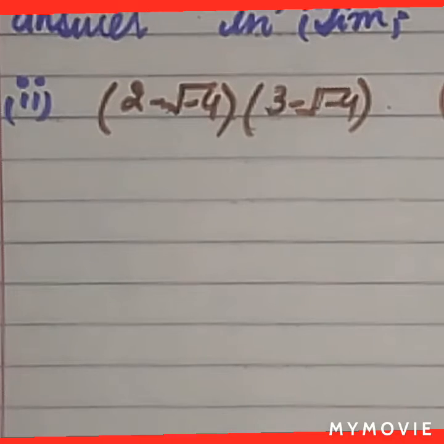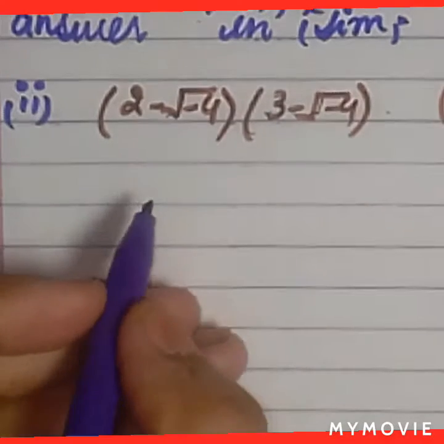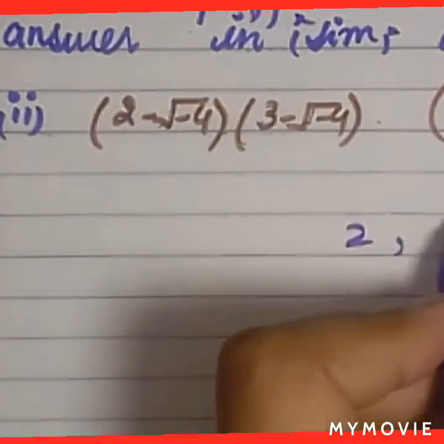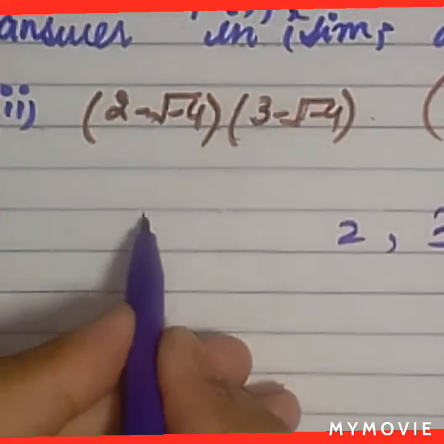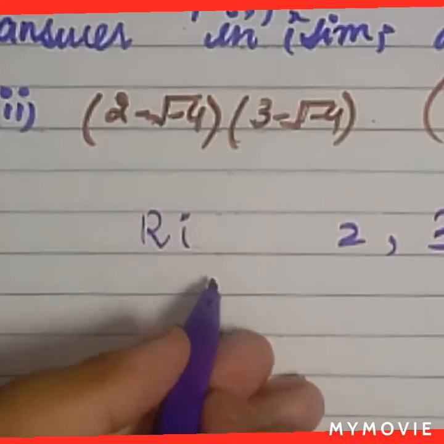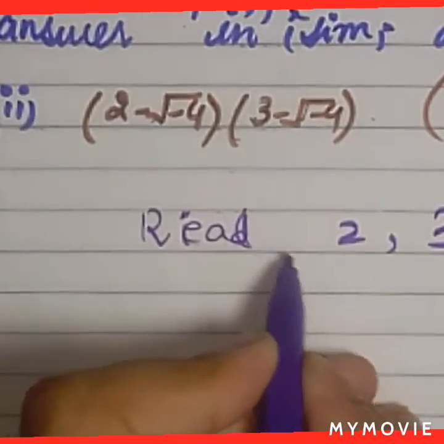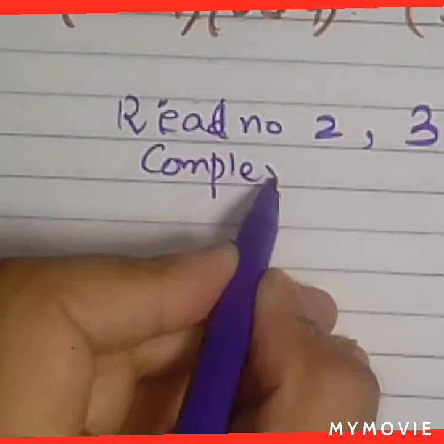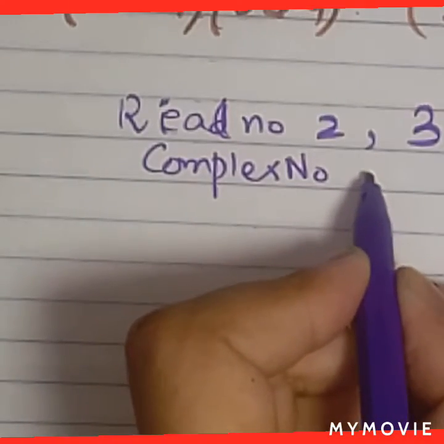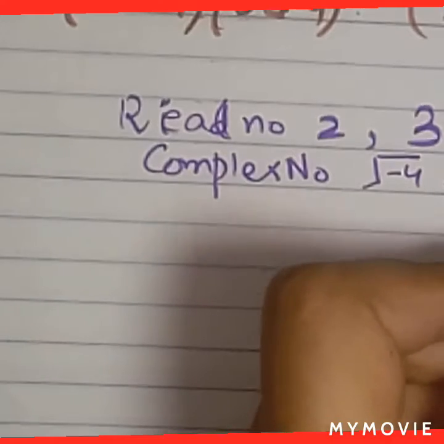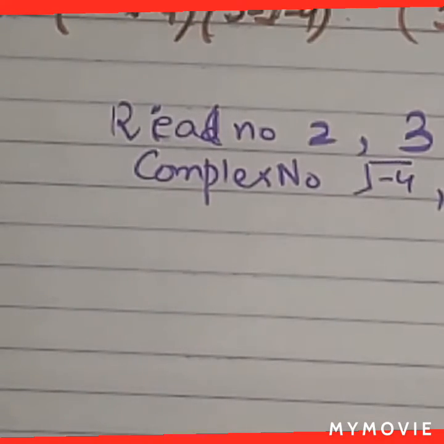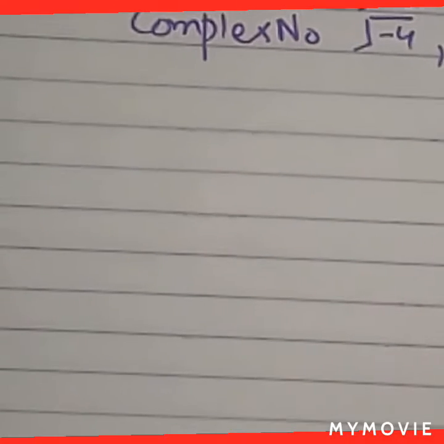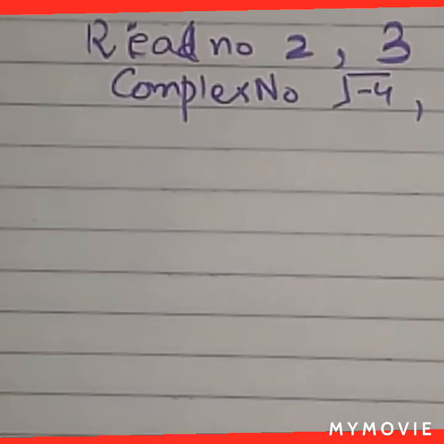First of all, you have to write the question and you have to know what a complex number is and what a real number is. The real numbers in this question are 2 and 3, which are multiplying. You have to give this information, real number and complex number, to your examiner before starting your solution. Now it is time to start your solution.